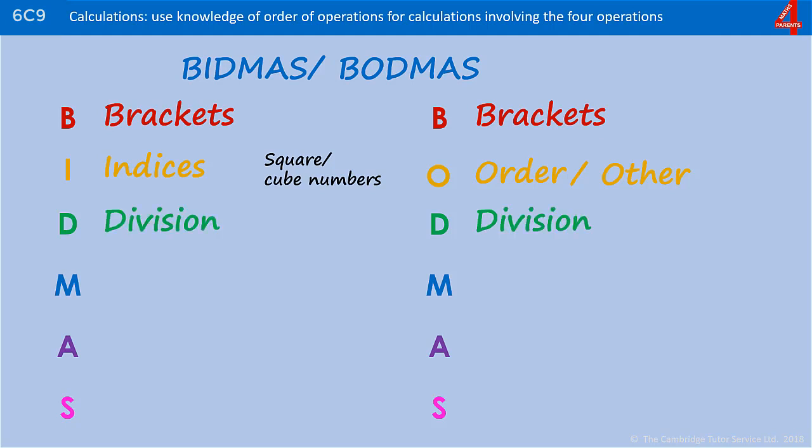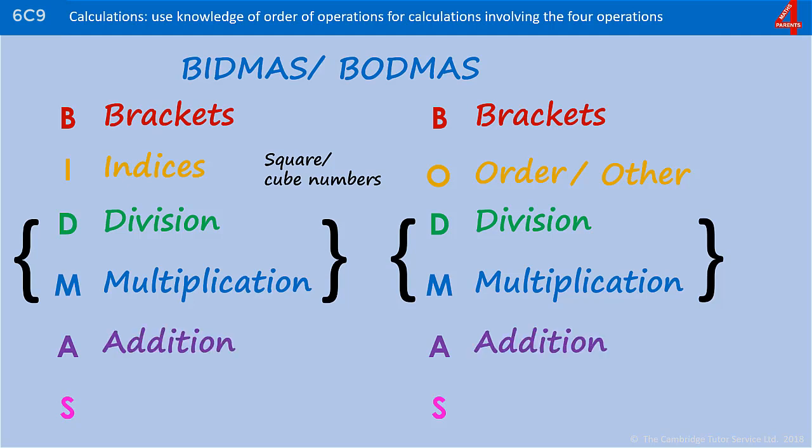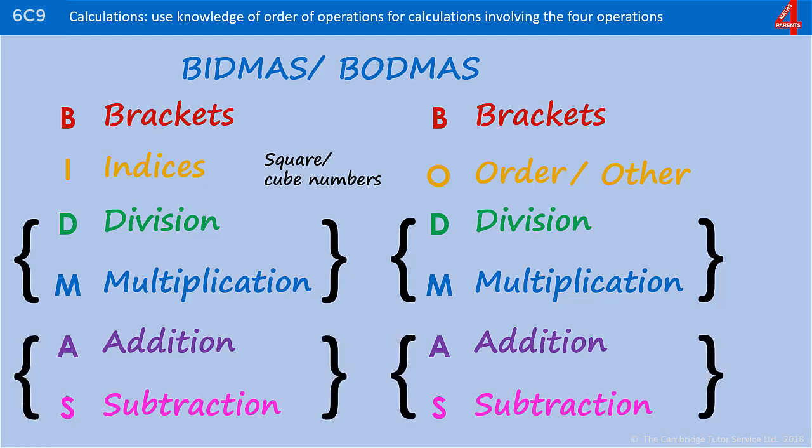The next two, division and multiplication. Even though division comes before multiplication in the acronym, it's no more important. If you have a calculation where a multiplication comes before the division, do the multiplication first. The same applies with addition and subtraction. They're less important than the others, but they are as important as each other. So if a subtraction comes up before an addition, you can do that first.